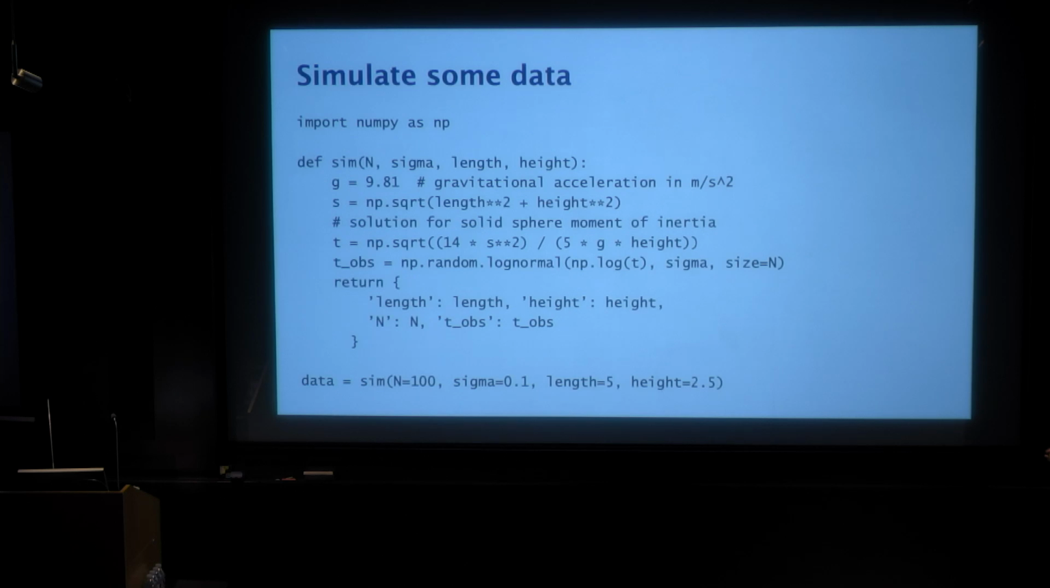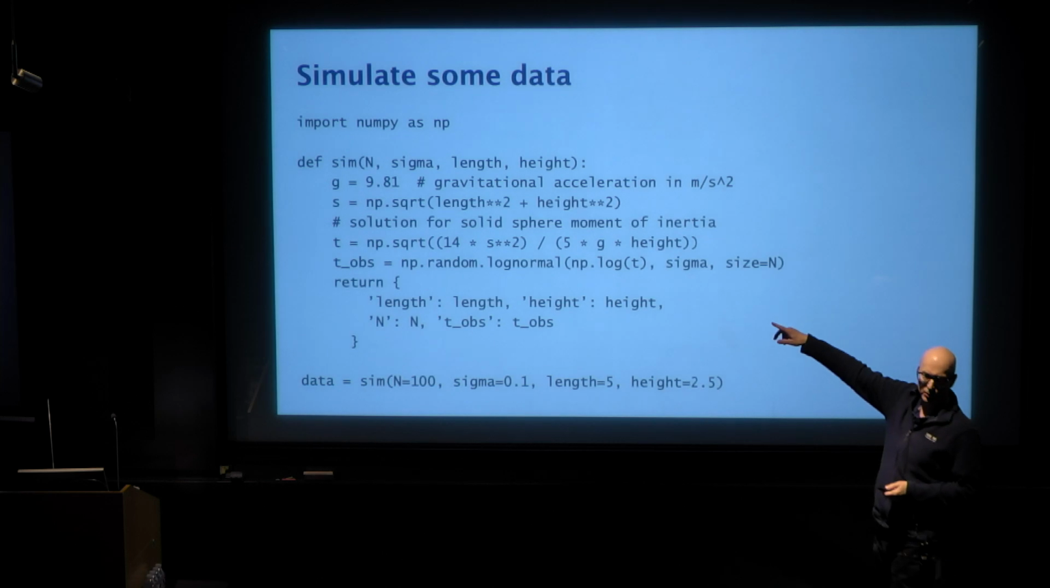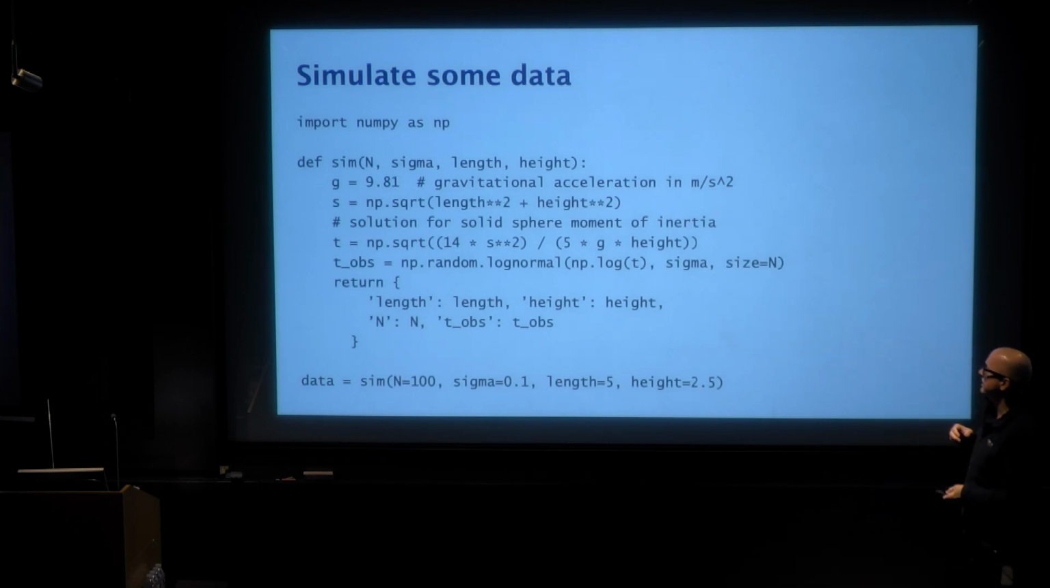Right, so we're going to simulate some data. We're going to do this in Python. We're going to have a number of data points, how many times we roll the ball down the ramp. We're going to have a length of the ramp, we're going to have a height of the ramp, and then we're going to have some noise sigma, which represents the noise in our observational process. I'm going to start with gravitational acceleration just to a couple digits here for simulated data. Then we're going to compute this hypotenuse here.